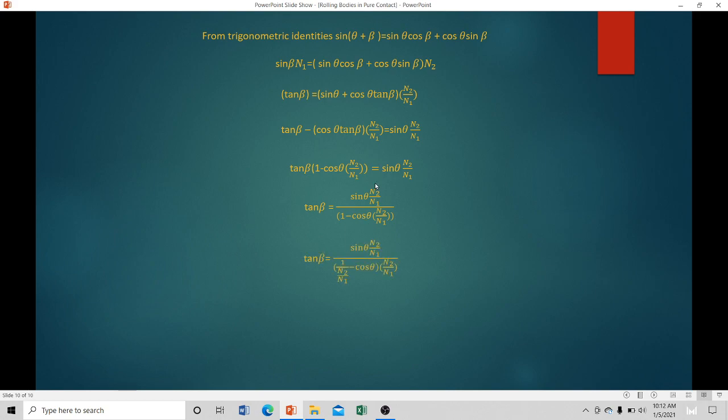So, to cancel out this n2 over n1, we factor it out of the denominator. We have sine theta n2 over n1 all over 1 over n2 over n1 minus cosine theta times n2 over n1, so the n2 over n1 cancels out. So, for the final equation, we have tan beta is equal to sine theta all over n1 over n2 minus cosine theta.